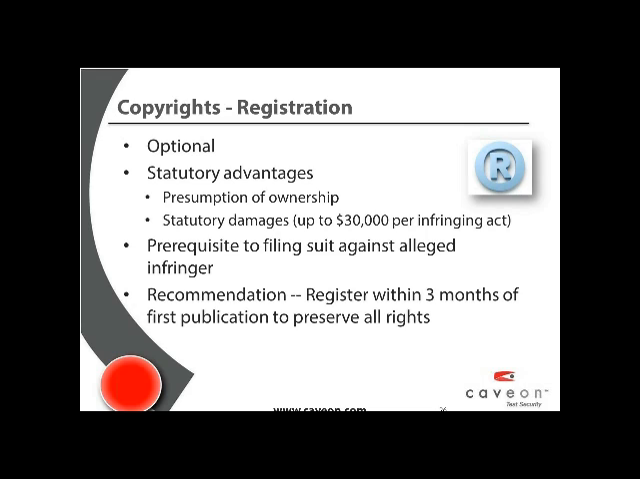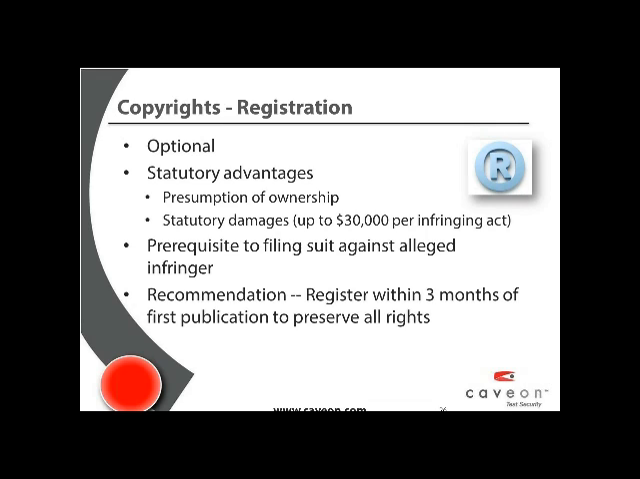The registration process, again, this is also optional, but can be very powerful. The statutory advantages of registering your copyright is that, one, you are presumed the owner. You don't have to prove that you are the owner any longer, and you can get statutory damages if you ever have to litigate.